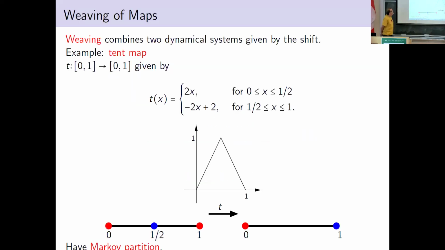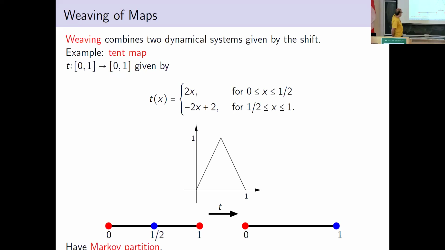Okay, so what is weaving? It's something that I have very recently invented, maybe. You have two dynamical systems, and the dynamical systems are given in symbolic dynamics by the shift, and you put them together in a certain way. Here is my example of how this is done.